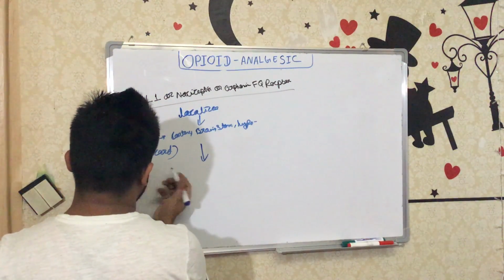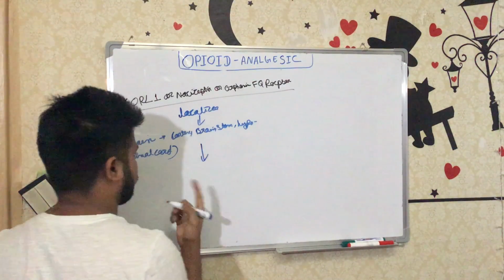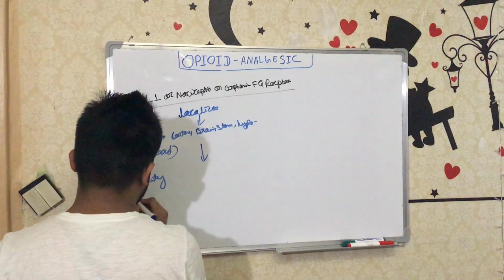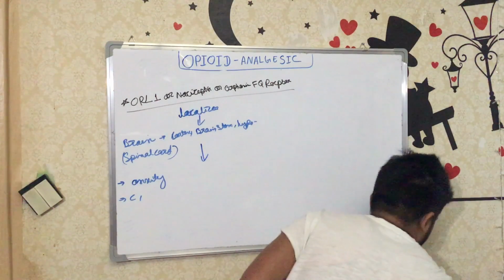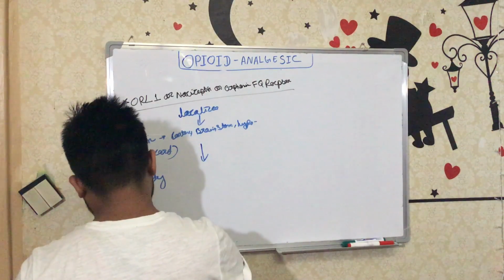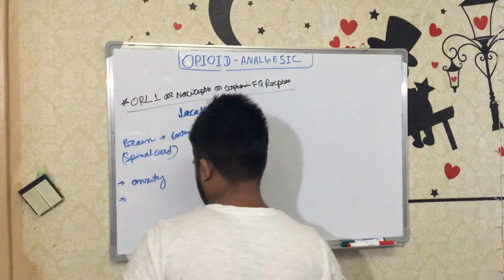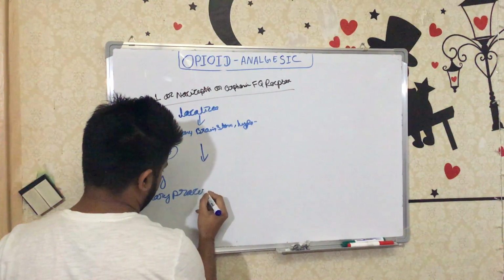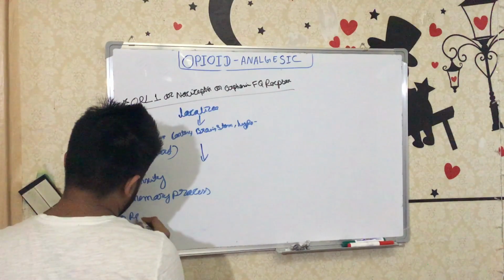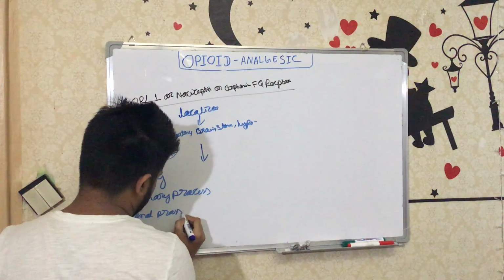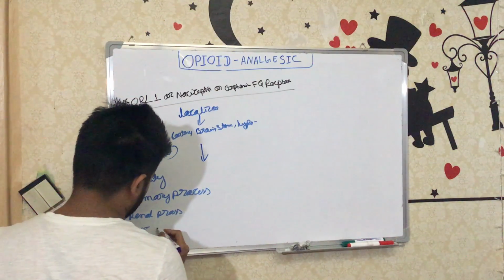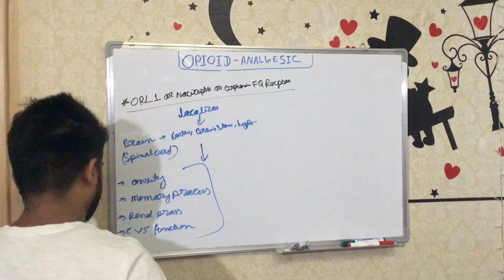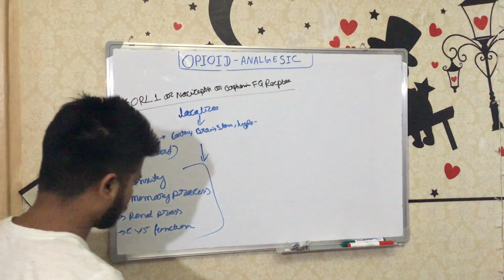So in CNS function, what could be the physiological action? It can be anxiety and memory process, then renal process, cardiovascular system function, and some other functions will be there.